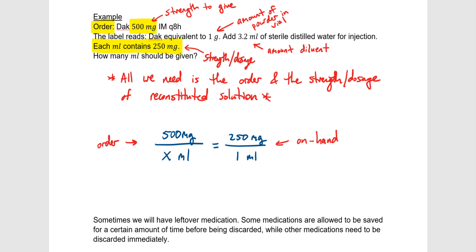So notice that those other numbers, the 1 gram and the 3.2 milliliters for reconstituting the solution, we didn't actually need those for the calculation with this proportion. So looking for X here, we take a look at the units. The units are both milligrams per milliliters. We can go ahead and cross multiply. And when we cross multiply, we're going to end up with getting 2 milliliters. Okay, so not that hard once you kind of weed through the information given.